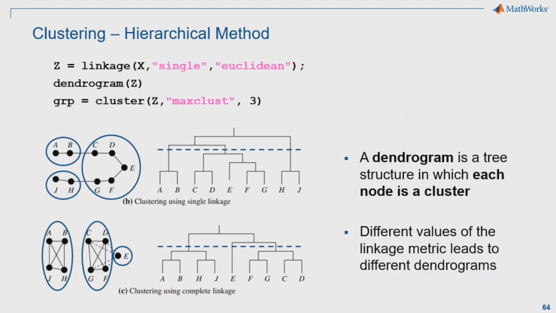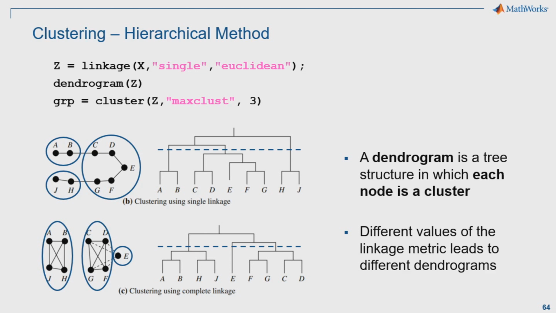So in the following slide, what you see is exactly this. We have the same data set. We are joining clusters to each other based on different linkage metrics, different distances between clusters. And if we use a single linkage, we would achieve exactly the dendrogram that we found in our example before.